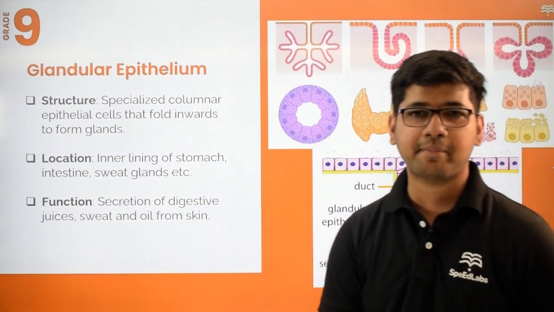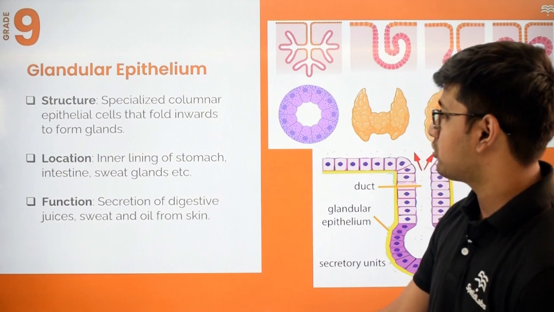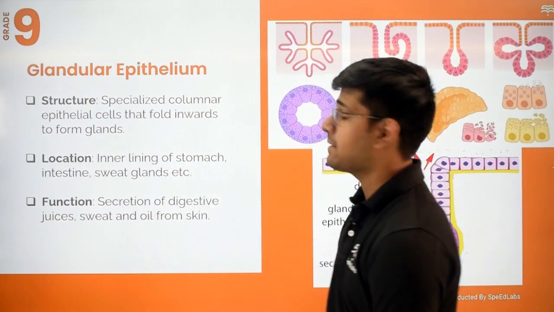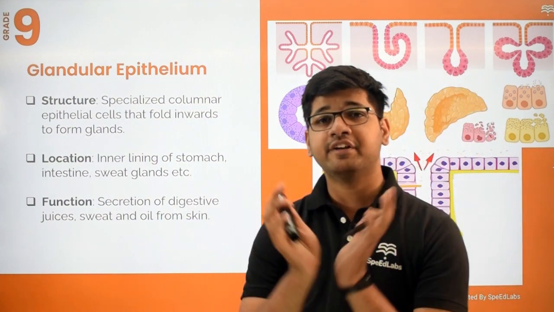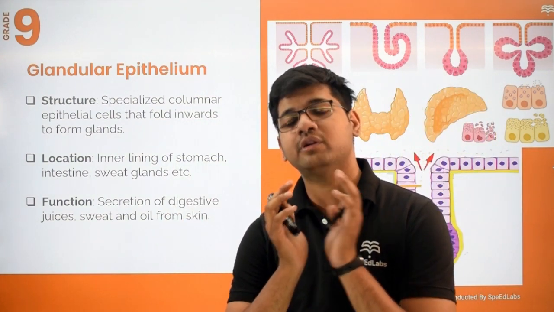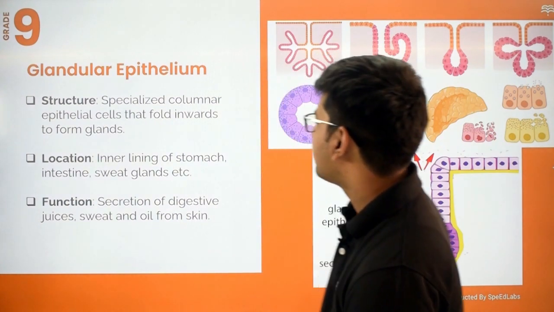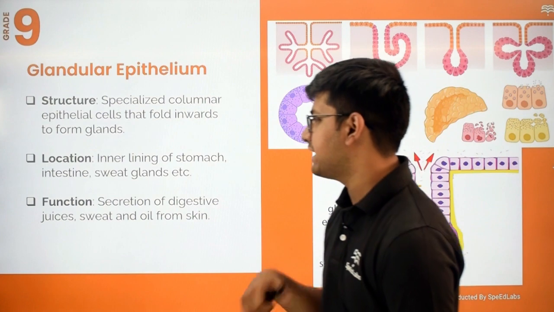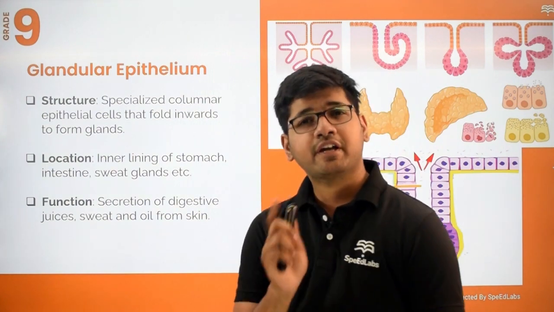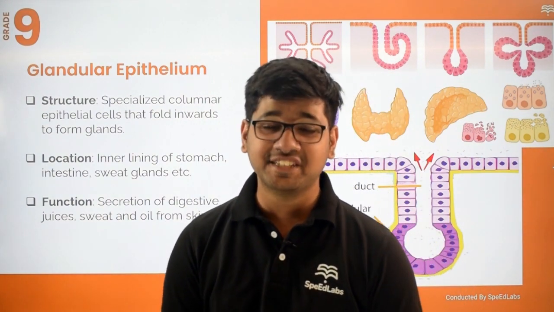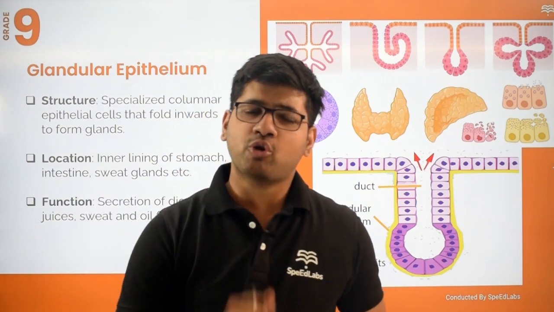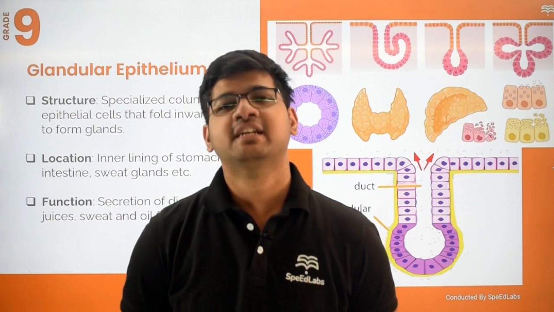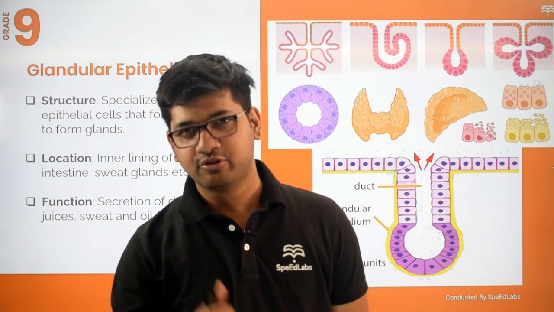Then we have glandular epithelium. Why glandular? Because they are specialized columnar epithelial cells that have inner elevations or inner structures like a globule present over there, known as glandular epithelium. They are found in inner linings of stomach, intestines, sweat glands. Wherever any kind of body fluid secretion occurs, you find glandular epithelium over there. Like sweat glands, they basically consist of glandular epithelium.